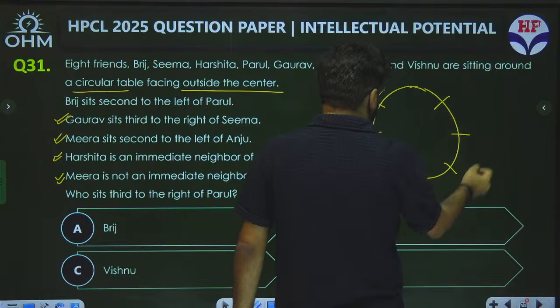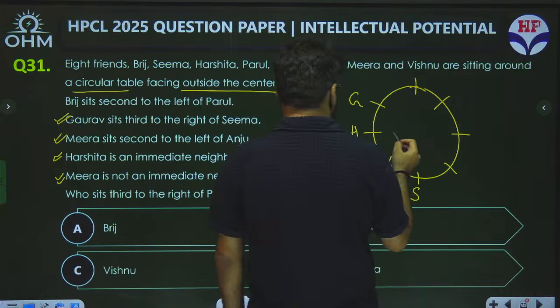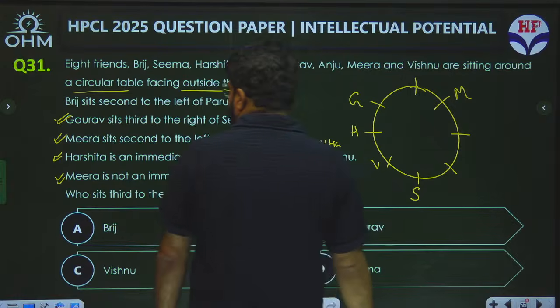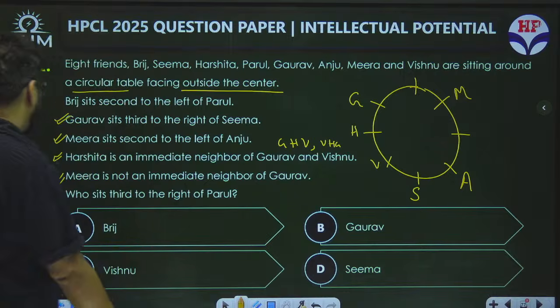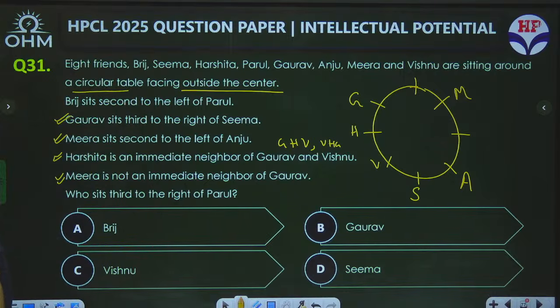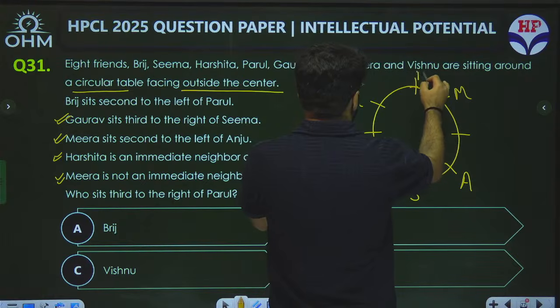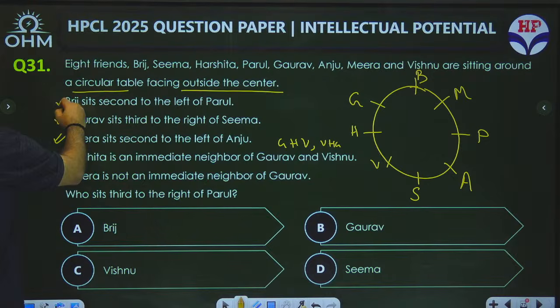So what I told you, Meera can be anywhere here. Who was here? Did I place anybody here already? No. So I can take, suppose, Meera here. Meera is second to the left of Anju, so Anju is second to the right. Anju will be here then. Meera is second left of Anju. Meera is not an immediate neighbor of Gaurav. Harshita, that is satisfied. Bridge is second to the left of Parul. This has to be the case. I'll again tally. Bridge is second to the left of Parul.